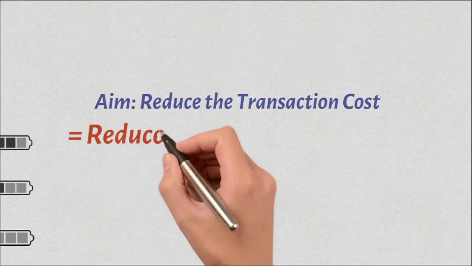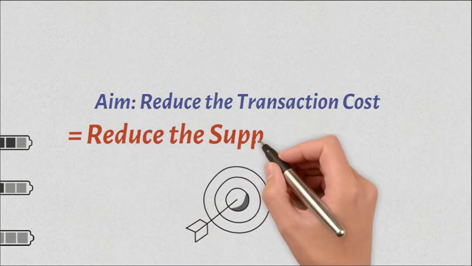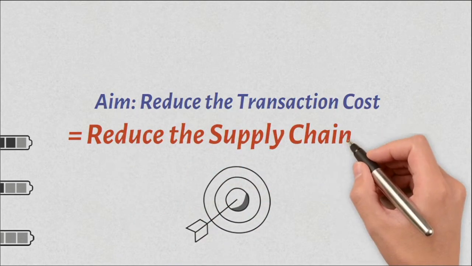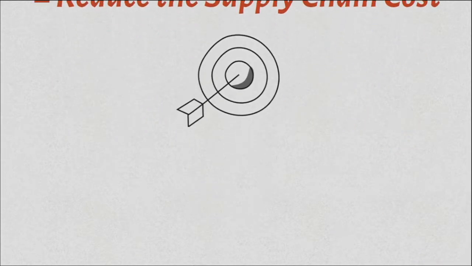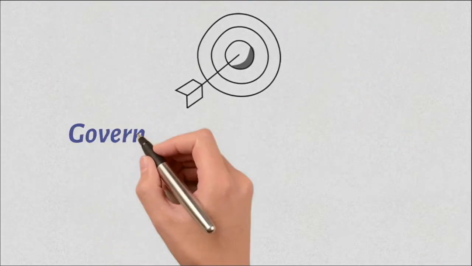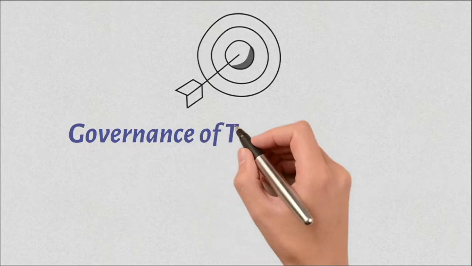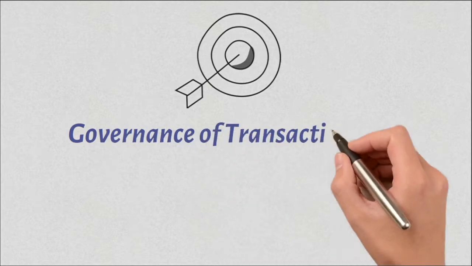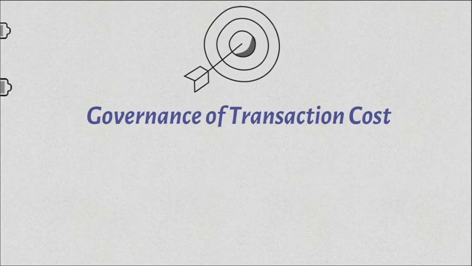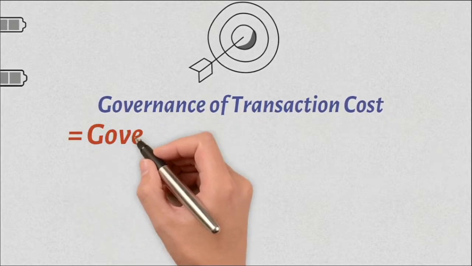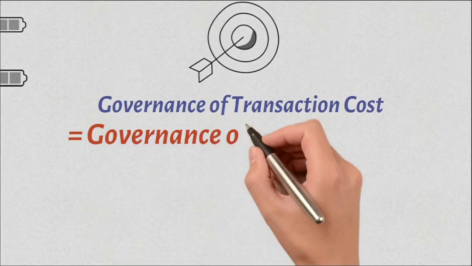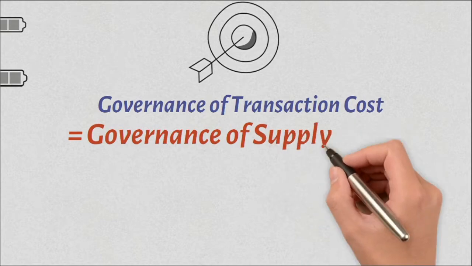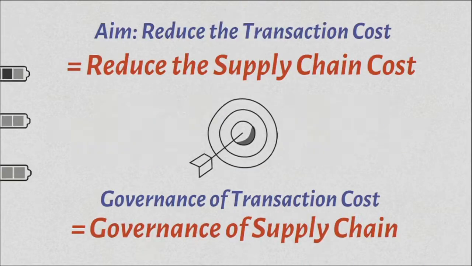So how does governance help to reduce transaction costs? It's done by ensuring the right governance through efficient contracts to optimize the transaction cost. And how does governance help to reduce supply chain costs? By ensuring good governance of transactional cost, the transaction risk is reduced, and hence a more efficient supply chain.